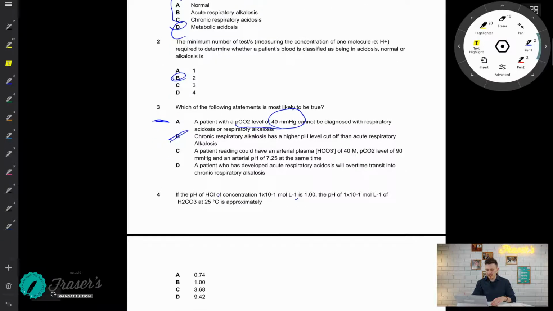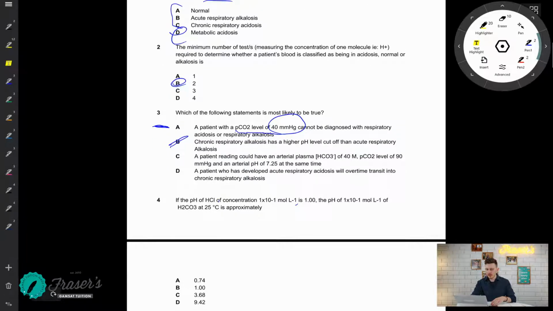Looking at C, what we have is a patient reading that could have an arterial plasma HCO3 minus of 40 millimole per litre, a PCO2 level of 90, and an arterial pH of 7.25.